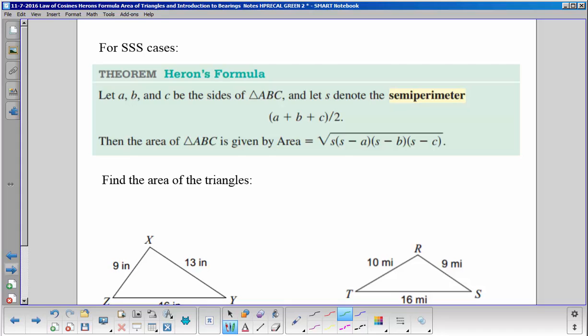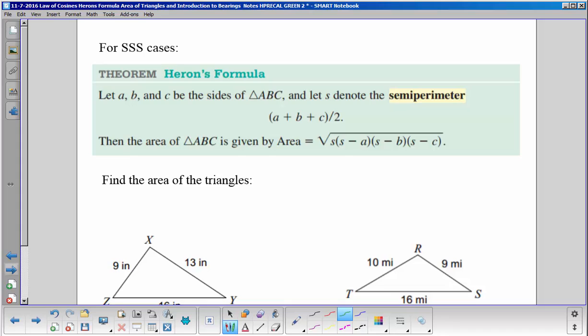He was a mathematician and a scientist. He's also known as Hero of Alexandria, and he's credited for this formula. Although it's been thought that actually Archimedes came up with it, they named it Heron's formula or Hero's formula for him, even though it may have been Archimedes who really put it all together.